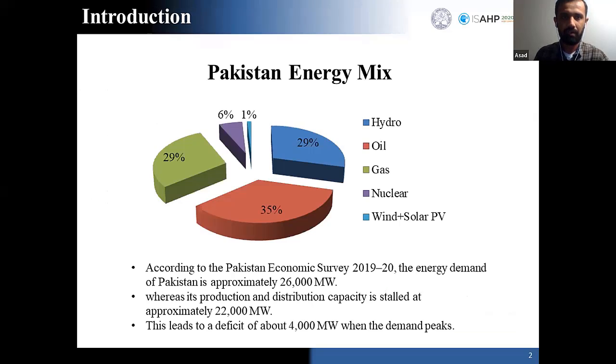So first of all, I would like to talk about Pakistan energy mix. As we can see, Pakistan is highly dependent on oil and gas to fulfill its energy needs. According to a survey, Pakistan energy demand is approximately 26,000 megawatts and its production and distribution capacity is stalled at around 22,000 megawatts, which leads to 4,000 megawatts of energy deficit when the peak demand comes, mostly in the summers.